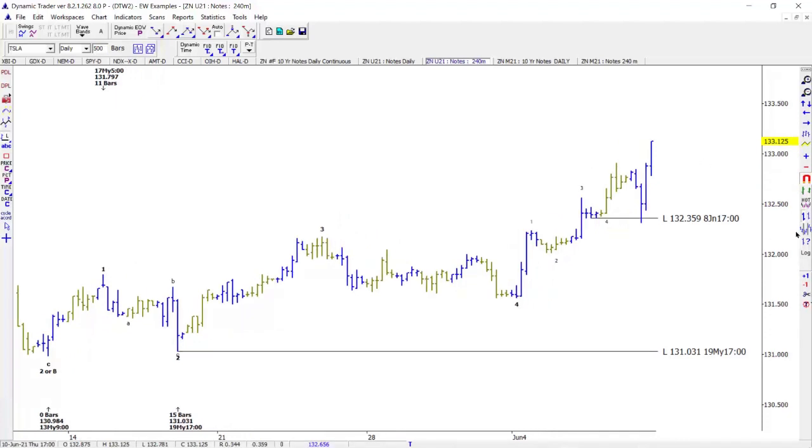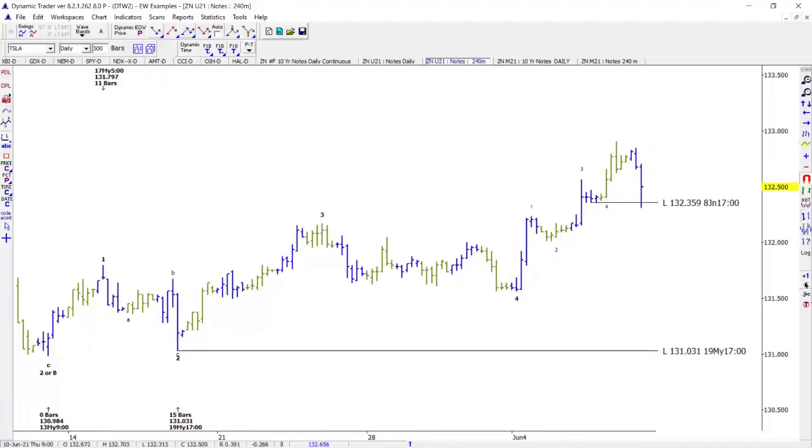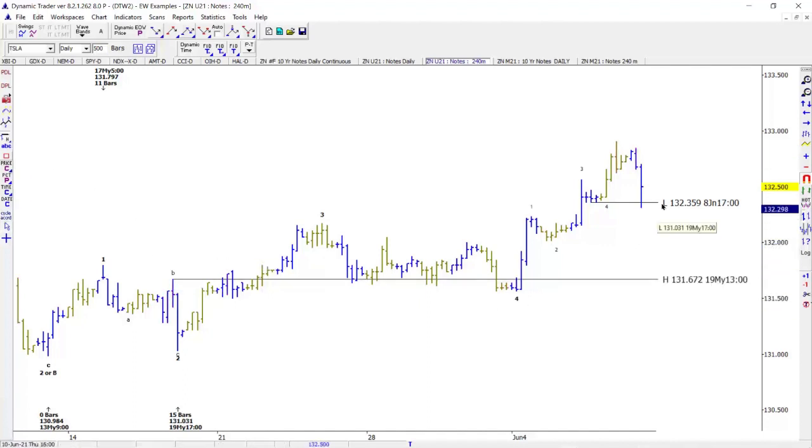Whoop, I got a little heavy on the shift key. As of the last bar in this chart, we would have been stopped out of the long trade, entered back at this point, and stopped out here. Boy, for what is that? That's probably 2 weeks of time.